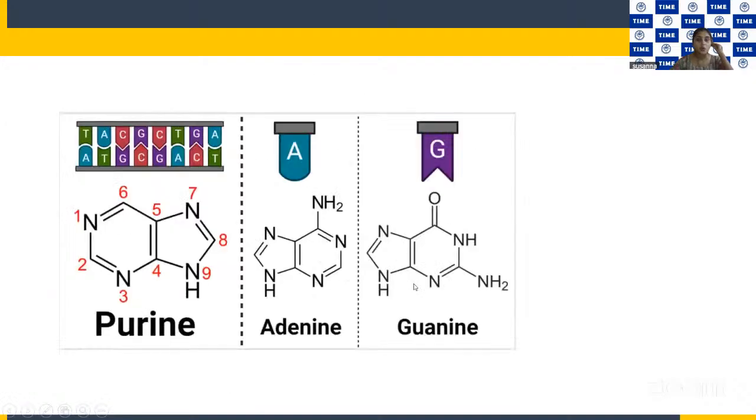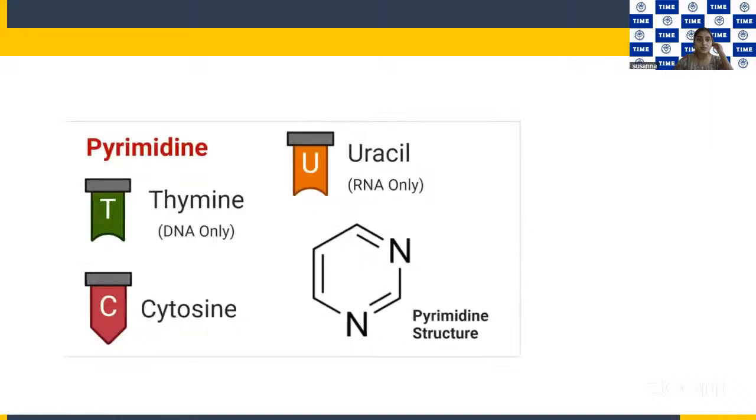Now, this is the structure of purine. It's a heterocyclic compound with two rings attached, a 6-membered ring and a 5-membered ring. These are the structures of adenine and guanine. When you take the case of pyrimidines, again we can see thymine and cytosine. Thymine is only found in DNA, and this is uracil.